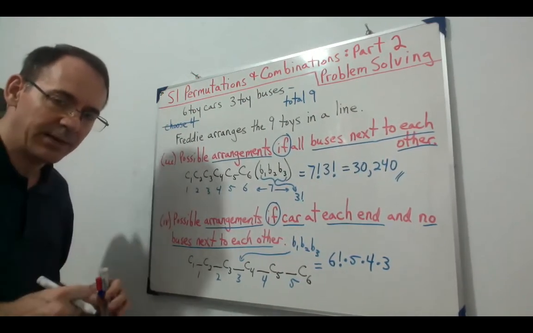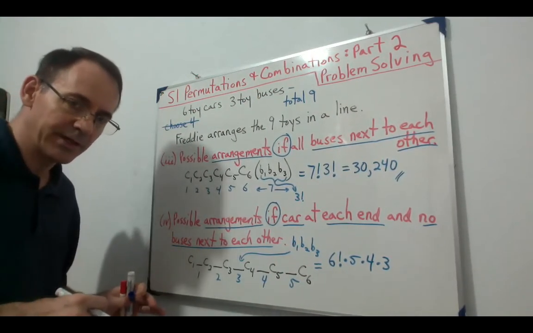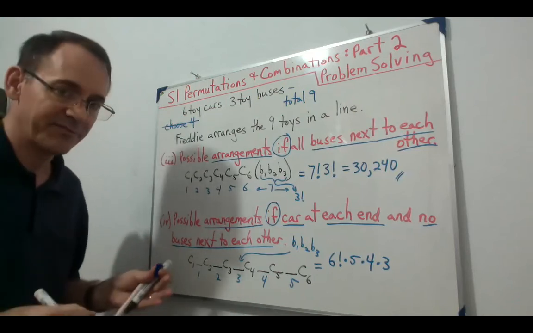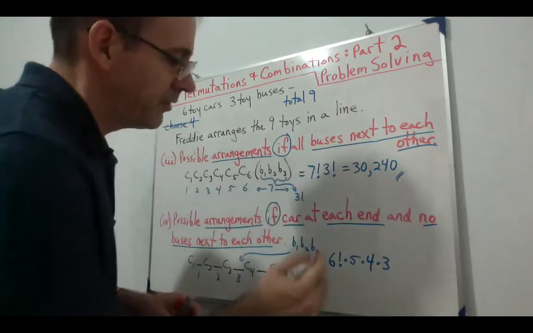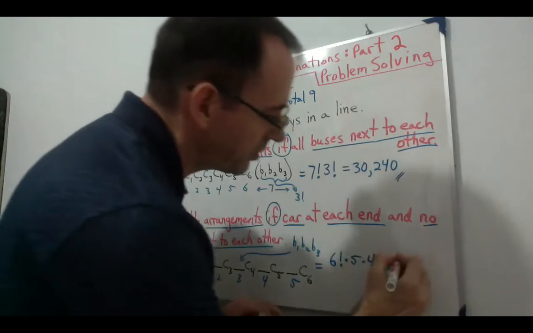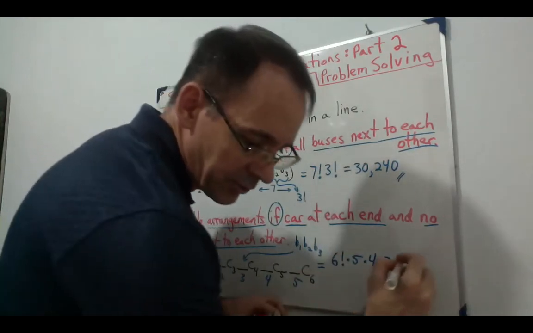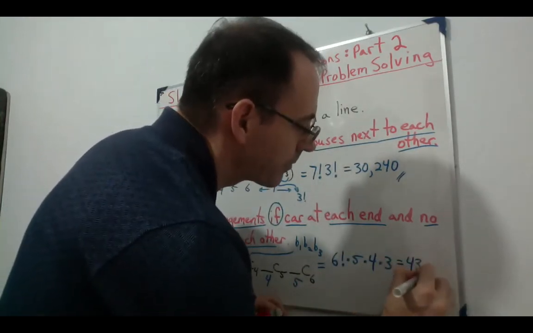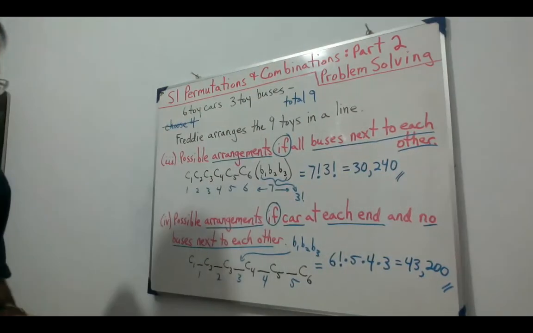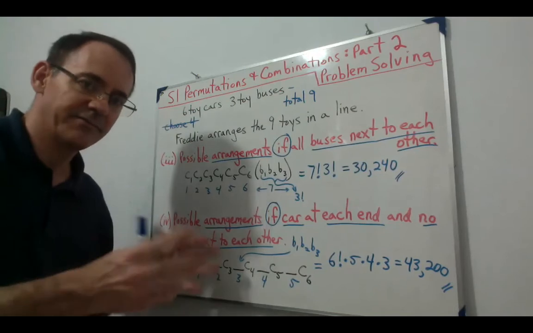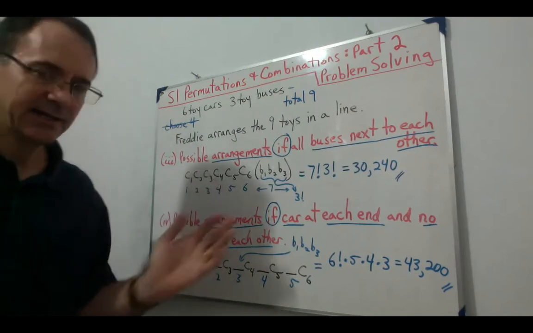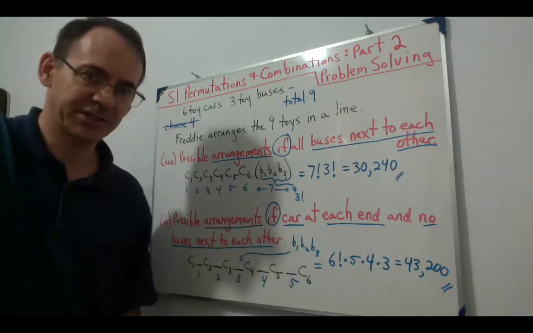The other spaces don't matter. You can just collapse and erase them, get rid of them. It doesn't matter if cars are next to each other. We just can't have the buses next to each other. So 6 factorial times 5 times 4 times 3 gives us a grand total of 43,200 different arrangements of these 9 toys that satisfy these particular restrictions.